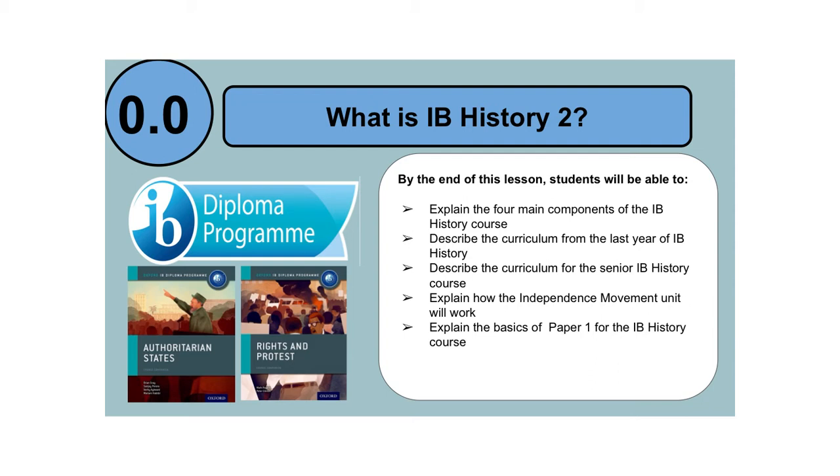Now, for every single lesson that you do in here, you're always going to have this particular slide or screen in a different color, but it's always going to have this statement: By the end of this lesson, students will be able to, and these are your lesson objectives. So by the end of this particular lesson, you should be able to explain the four main components of the IB History course, describe the curriculum from last year of IB History, describe the curriculum for the senior year of IB History. You should be able to explain how the Independence Unit will work, as well as the basics of Paper 1 for the IB History course. So at the end of this, all of these things you should be able to understand and replicate.